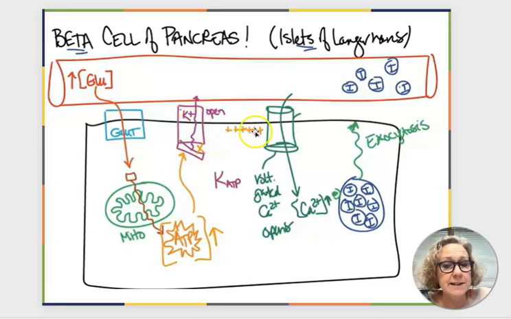Now, what else this is going to do is change the voltage. It's going to change the ion concentration. It's going to change the electricity in the cell, okay? See, these are my little ions here, and that's going to open a voltage. See how I use the word voltage like in electricity? A voltage-gated calcium channel. What? Don't panic. Let's go back in.